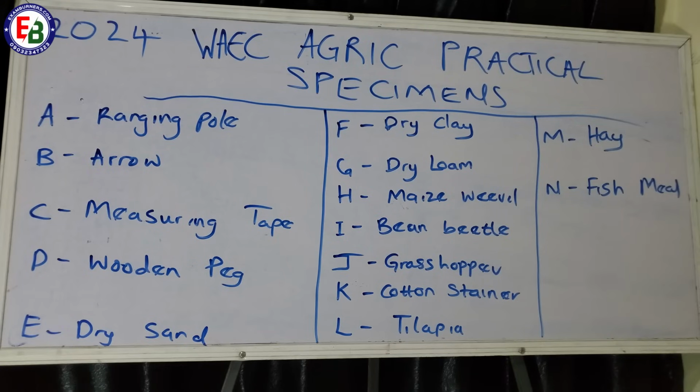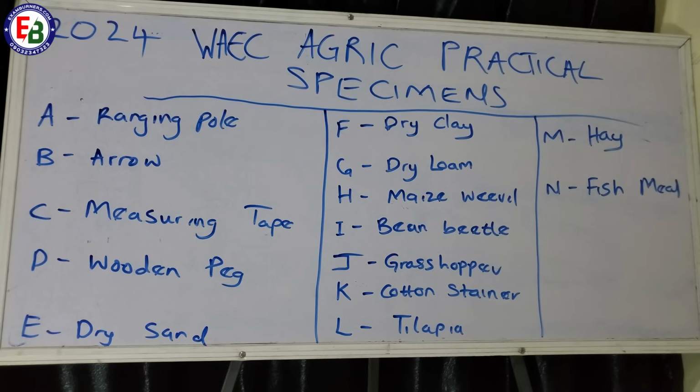Another economic importance of maize weevil and bean beetle is reduced quantity of yield. When pests infest those crops on the farm, the yield of the crop will be reduced. The quantity of yield will be reduced. Another economic importance of maize weevil and bean beetle is increased cost of production.